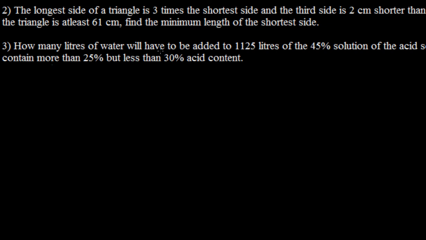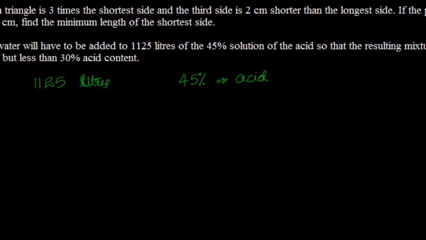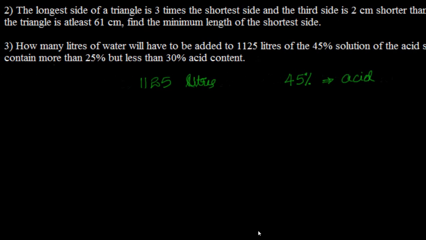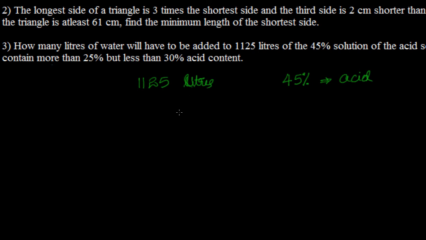How many liters of water will have to be added to 1125 liters of the 45% solution of the acid? So what is the total? The solution is 1125 liters. And what is the percentage? 45% of the solution is acid. So the acid is a 45% solution. Okay, so that the resulting mixture will contain more than 25% but less than 30% acid.